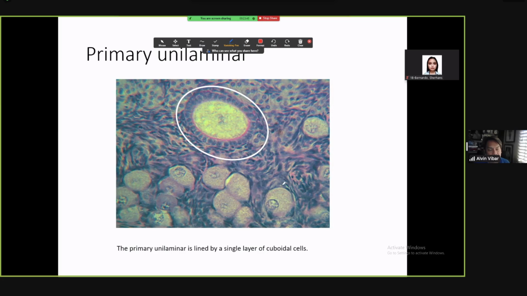How do you differentiate a primordial follicle from a primary unilaminar follicle? What is the lining epithelium if it is a primordial follicle? Try to answer, Section B. Simple squamous. But if it is a primary unilaminar, a simple cuboidal epithelium. Did you get the difference? Section B? Yes po. Okay.